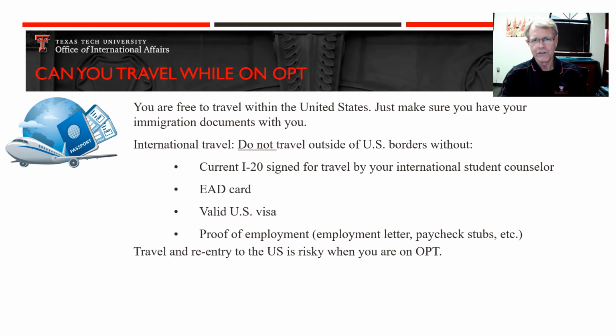Travel and re-entry to the US can be very risky when you are on OPT, so you only want to travel if you have all of these documents to return to the US. Otherwise, you risk not being able to re-enter. Because remember, after you finish your degree is when you start your OPT, so the only reason you have to come back to the United States is if you are already authorized for OPT and you have a job, or you will be questioned at the port of entry. So if you're traveling in the U.S., no problem, just bring your immigration documents.